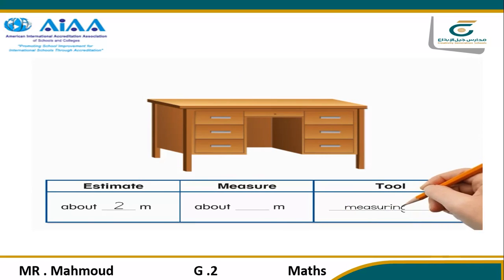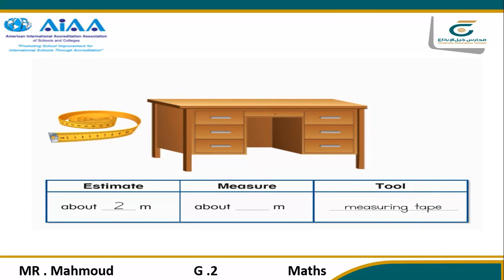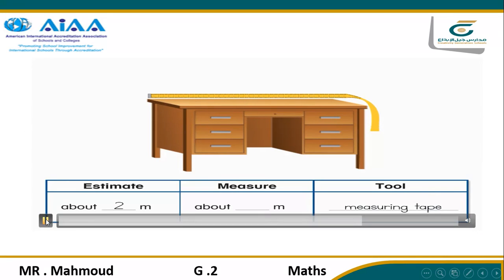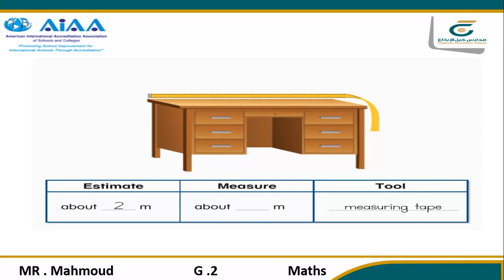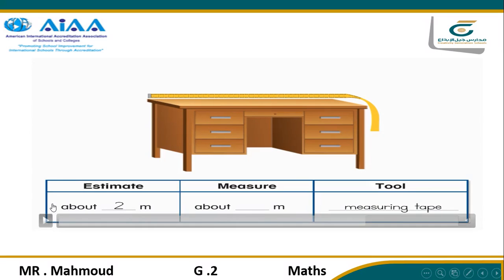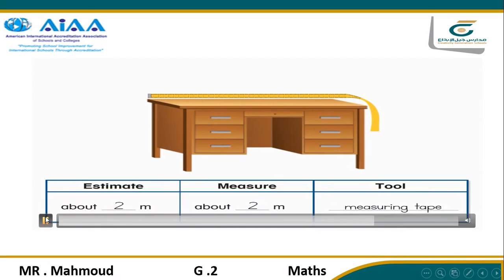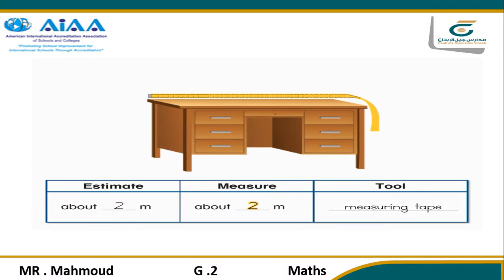Listen and look for other students who use a measuring tape. These students should line up the 0 mark on the measuring tape with one end of the desk. That is our second tool, measuring tape. And record the length to the nearest meter. Point out that the length is the same regardless of the tool used.